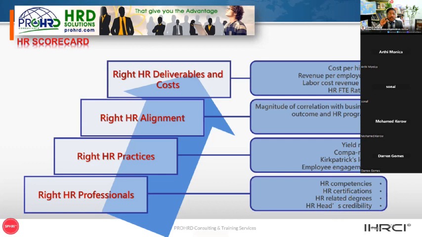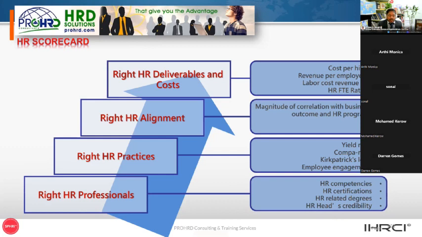One thing you need to understand: whatever you are able to measure, you can better manage. If you are not able to measure, you cannot manage. So the HR scorecard consists of measurements of HR deliverables and the cost: right HR alignment, right HR practices, and right HR professionals. And the right HR delivery is a total investment in the workforce, not just the HR function. Is it appropriate, or is it being minimized, or compromised?